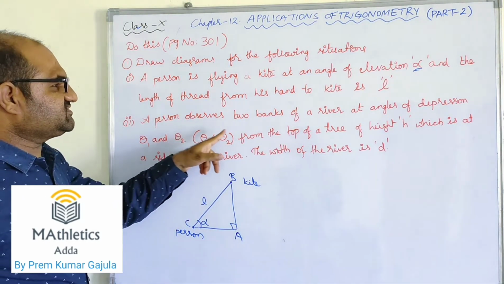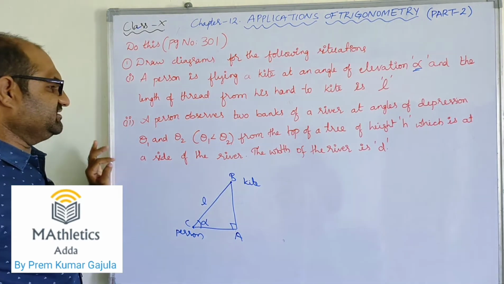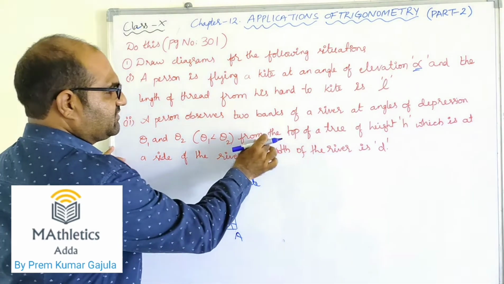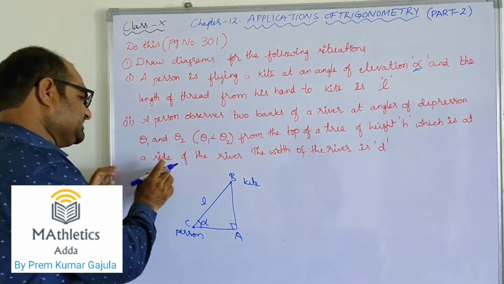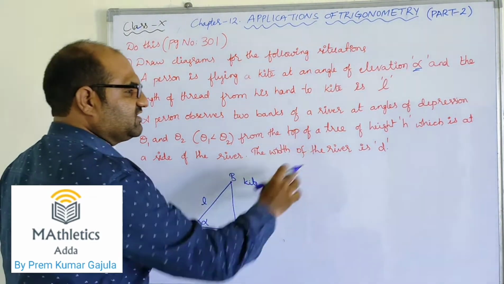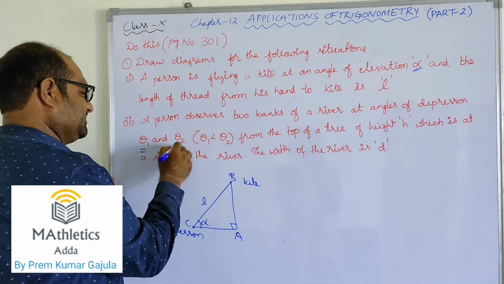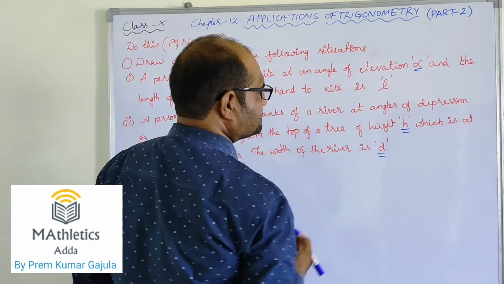A person observes two banks of a river at angles of depression theta 1 and theta 2, where theta 1 is less than theta 2, from the top of a tree of height h, which is at the side of the river. The width of the river is d. So many values are given. First let us underline: theta 1 is given, theta 2 is given, h is given and the width is given.